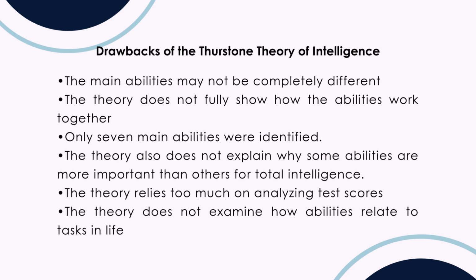Another weakness is that the theory relies too much on analyzing test scores. Some say main abilities are statistical ideas that may not show real psychological ideas. Abilities may not truly show separate parts of intelligence. The last drawback is that the theory does not examine how abilities relate to tasks in life. How the abilities work together to allow intelligent behavior in the world is not addressed. The theory focuses only on test scores without real-world relevance.